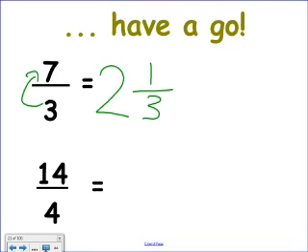Happy? Next one. 14 over 4. Harry, you got your hand up. I'll let you do one. If you're looking at me, I'll ask you. It's a habit. Yeah, that's good enough.